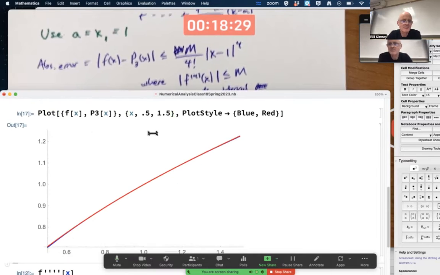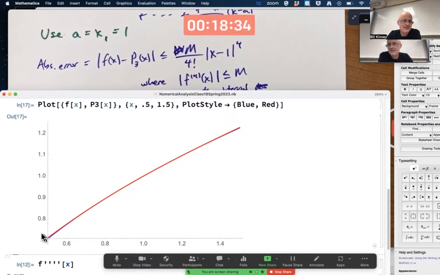is about 0.03 or so. These graphs never get further than 0.03 apart on this interval. Okay, does it feel good to review this? Remind yourself of some things.